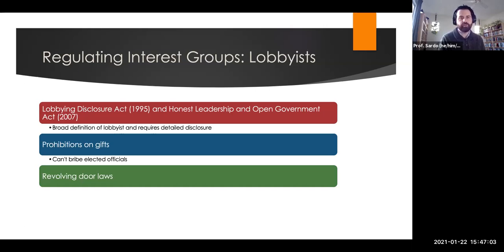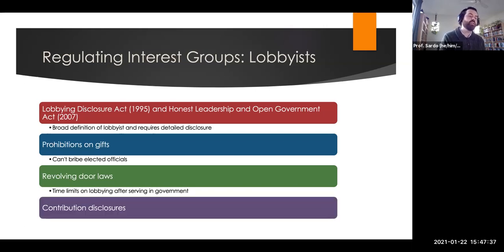These are usually executive regulations. I just heard on the radio that the Biden administration has instituted fairly strict revolving door laws. And these are time limits on joining a lobbying firm or becoming a lobbyist after serving in government, so that you don't just have people basically selling their access and their influence as former members of the State Department or the FEC or whatever to lobbying firms, and then going back into government later, and then being in charge of regulating the industries that they used to work in. And contribution disclosures.